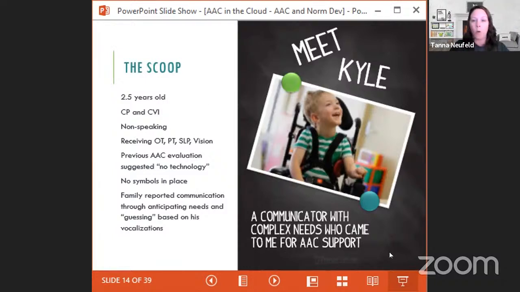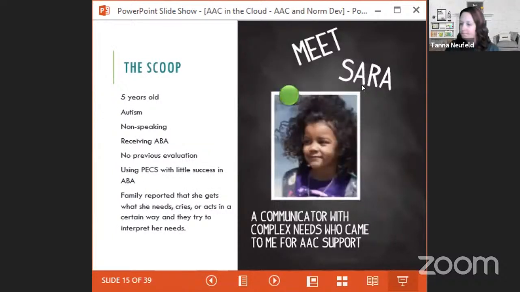So this is one picture of a complex communicator. Should be ringing some bells, right, of some of those skills and needs we just talked about in that early communication journey of that pre-intentional communicator, pre-symbolic communicator. We also have another example here of Sarah, also not her name, not her picture, but based on a client that came to me for an AAC assessment.